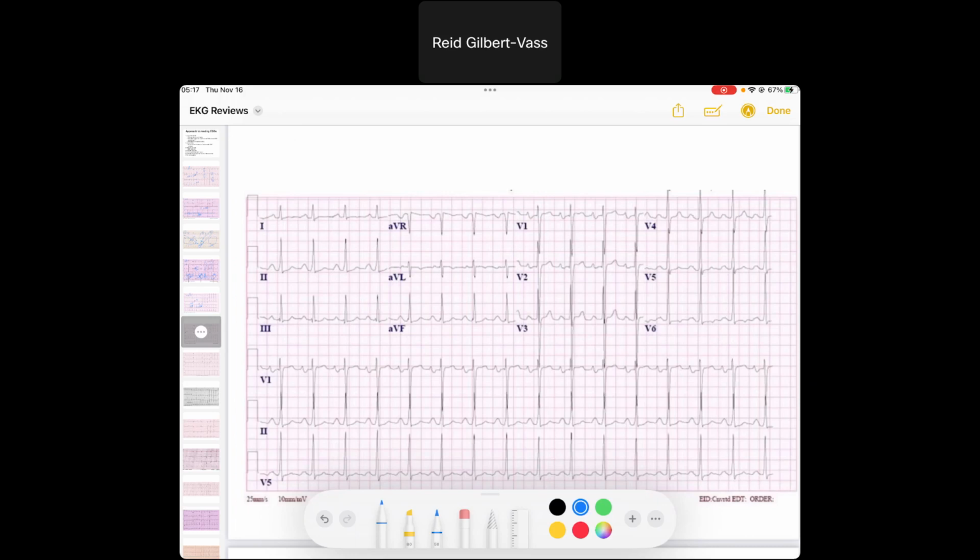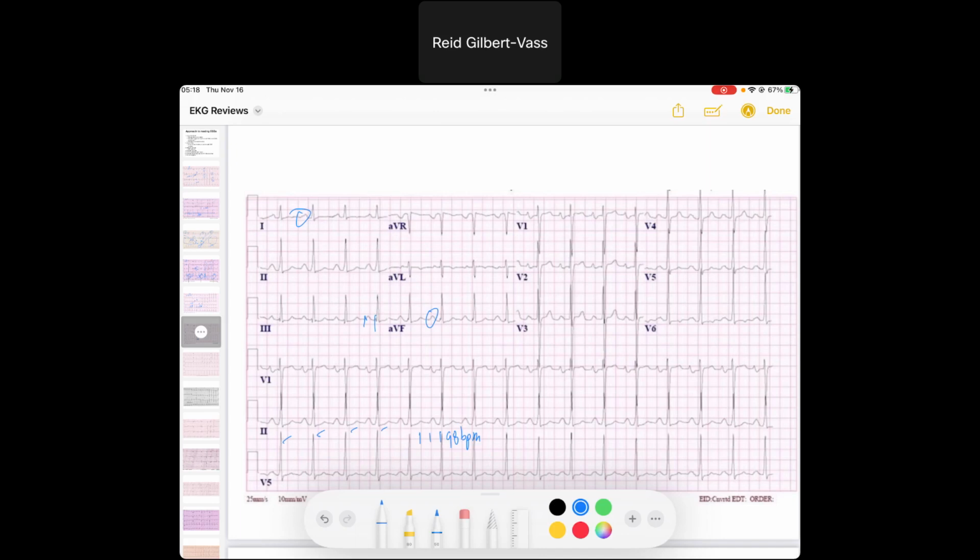Alrighty. So our next case here, let's take a look at it. I've got a regular rhythm here. I've got a rate of 300, 150, just under 100, maybe 98 beats per minute. I've got upright P waves in lead 1 and AVF. I've got a normal PR interval. So my AV node is doing well.